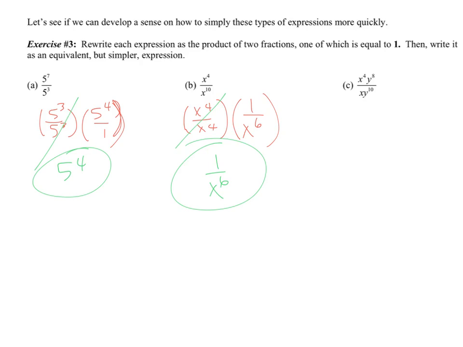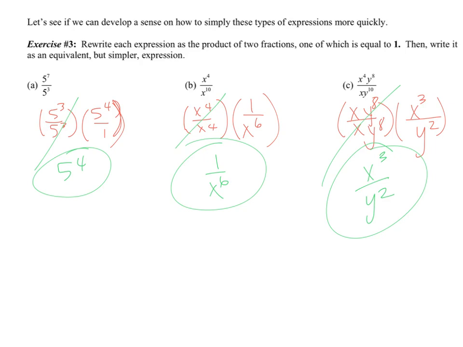Next one, I have the minimum of 1x on both the top and the bottom, and the minimum of y to the 8th on the top and the bottom. And what we have left over is x to the 3rd and y squared. So obviously this is gone, and x to the 3rd and y squared is what's left.